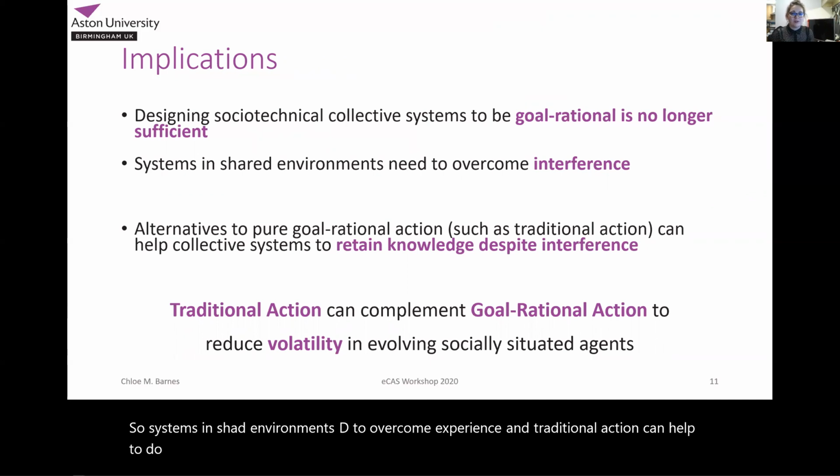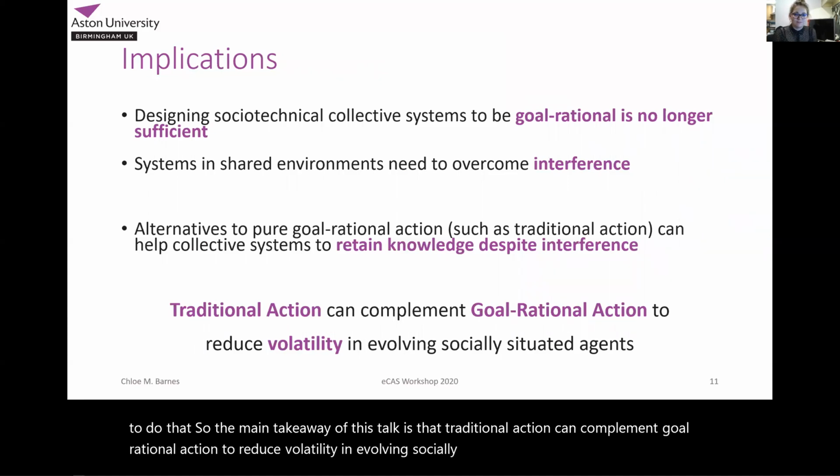So the main takeaway of this talk is that traditional action can complement goal rational action to reduce volatility in evolving socially situated agents. And that's it.